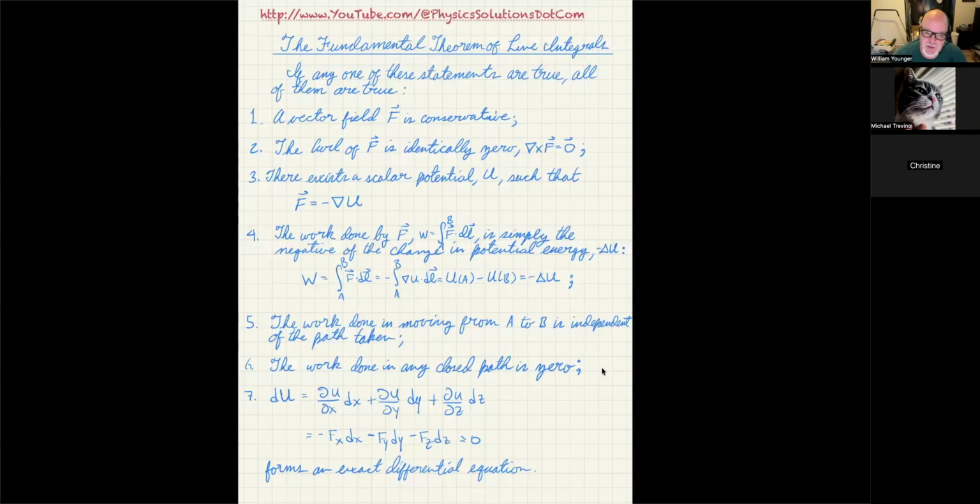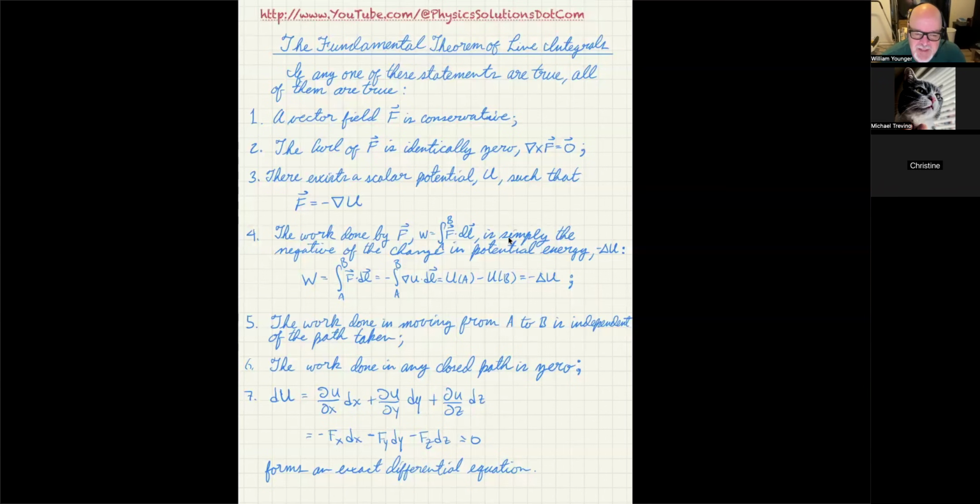Just like the work done in going from A to B didn't depend on which path you took. You could go from A to B by going along the x-axis and then the y-axis. You could go along the y-axis and then the x-axis. You could go along a straight line like that between them. You could take a parabola between them. You could take an upside down parabola between them. Anything you wanted, and all of those would always give the same results.